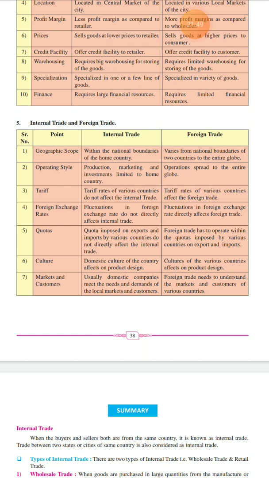affect foreign trade. Culture. Here the domestic culture of the country affects the product design. Whatever the product is, the domestic culture, the Indian culture, will affect it, whereas the cultures of various countries will affect the product design. The design of a product differs from country to country. So culture will affect the different product design.